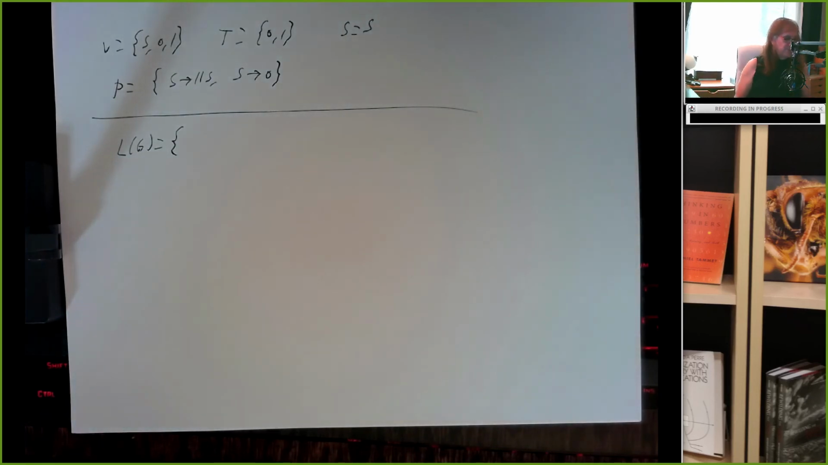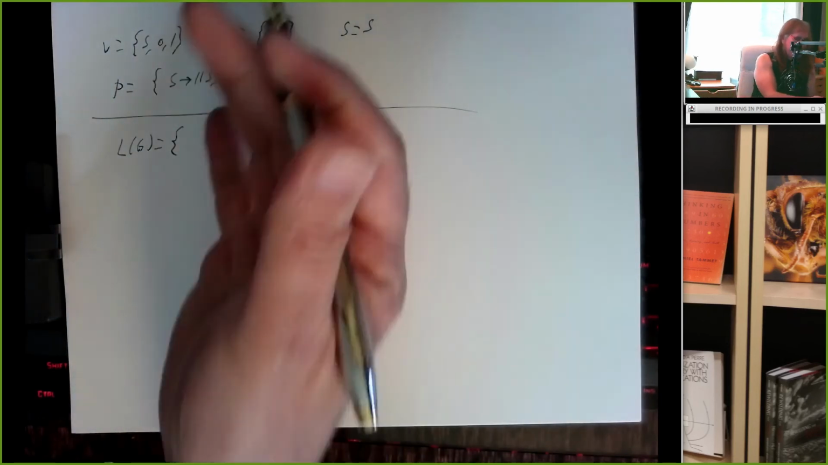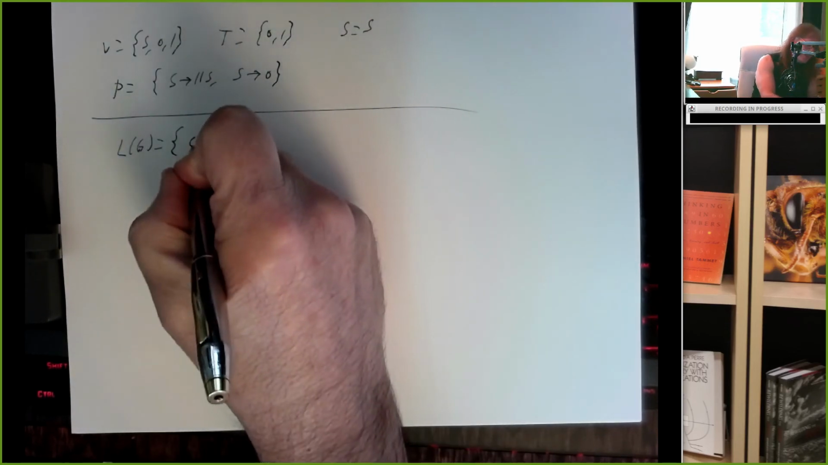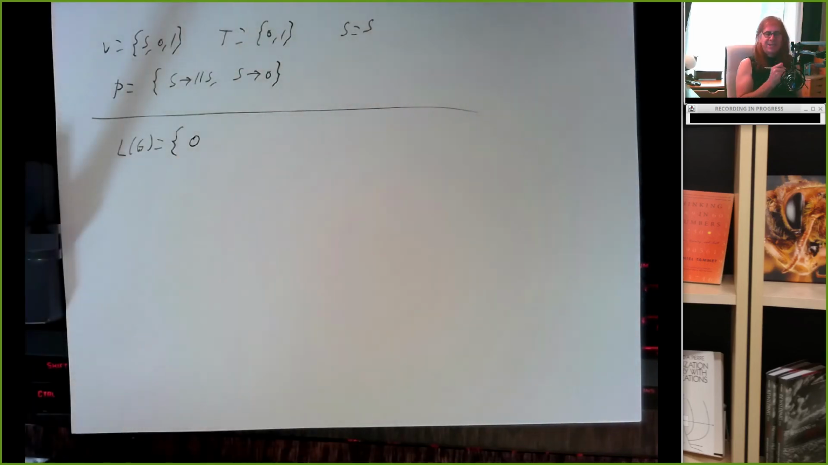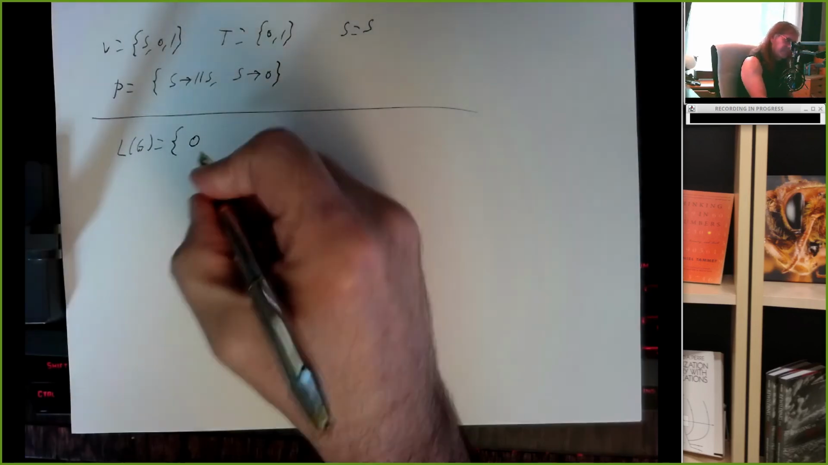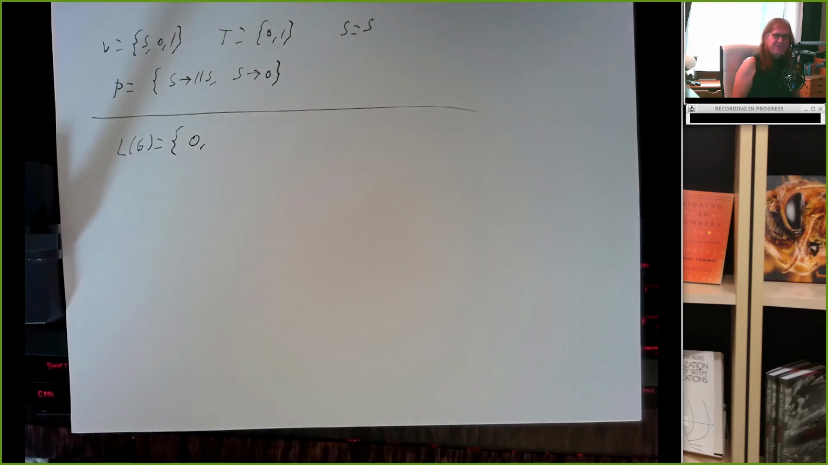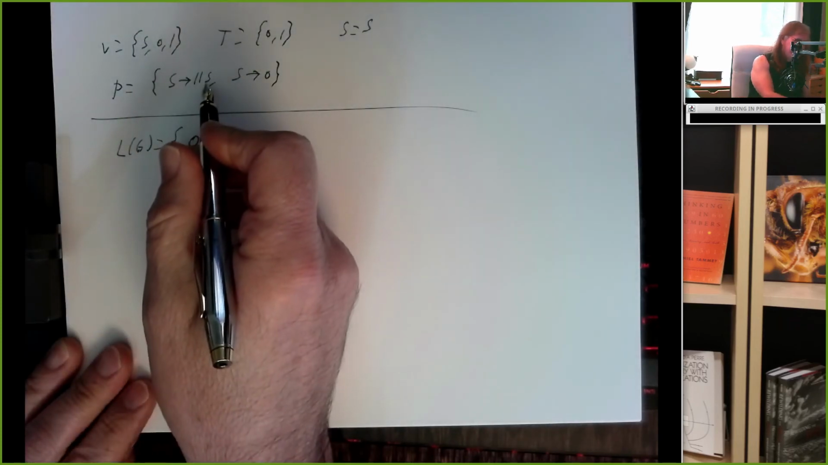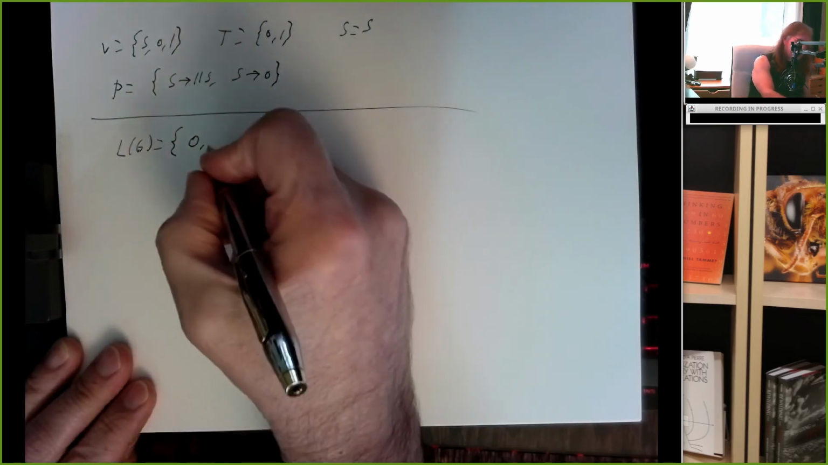Zero. 0, right? Because we have a production rule which says S can be changed into a 0. So this is definitely one of the words in our language. It's just plain old 0. All right, can we find a second word? 110. 110, because our start symbol could change to 1, 1S, and then that S could change into a 0.